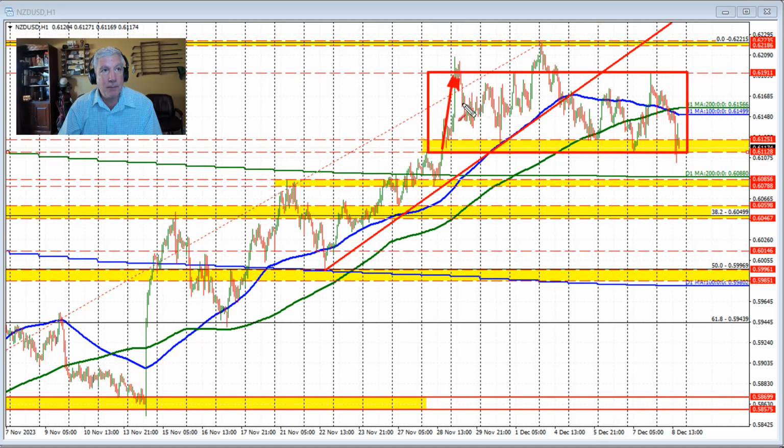dollar. We're seeing a move to the upside. We're seeing a move to the downside. We're seeing a move to the upside. We're seeing a move down. We're seeing a move outside of this range and a move back into this range. You can get the idea of the up and down price action that we've seen over the last 7 or 8 trading days here in the New Zealand versus U.S.